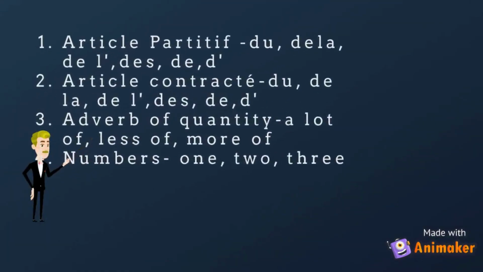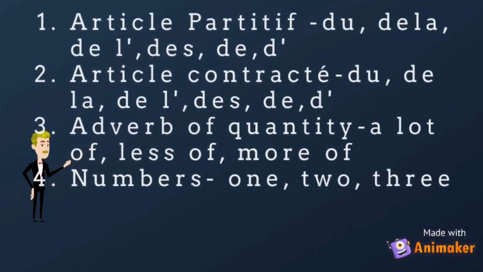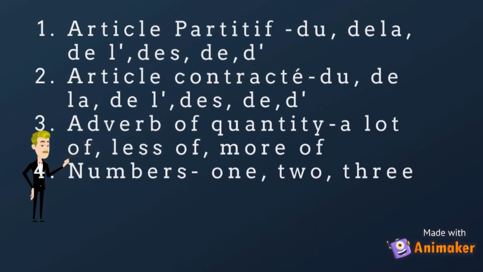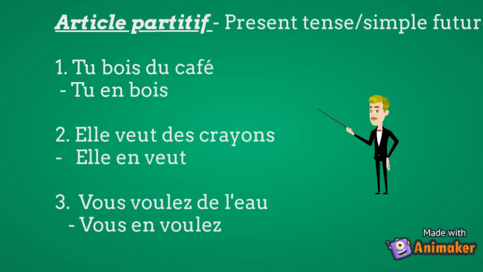Pronoun personal "en" is used to replace: Number 1, article partitif: du, de la, de l', des, d'. Number 2, article contracté only the family: du, de la, de l', des, d', plus place. Number 3, adverb of quantity, like a lot of, a little of. Number 4, numbers like 1, 2, 3. Pronoun personal "en" is used to replace foods, drinks, things.